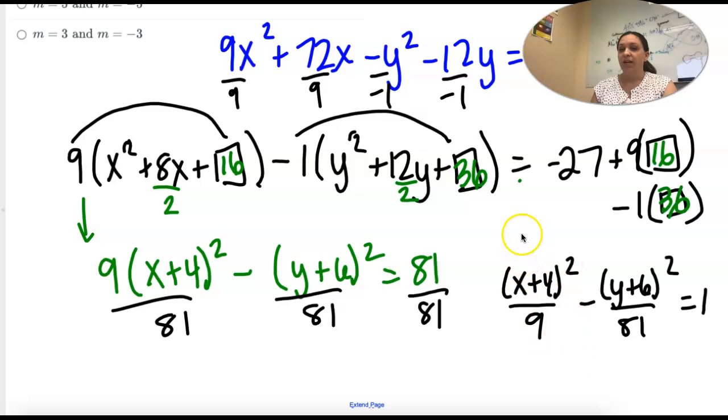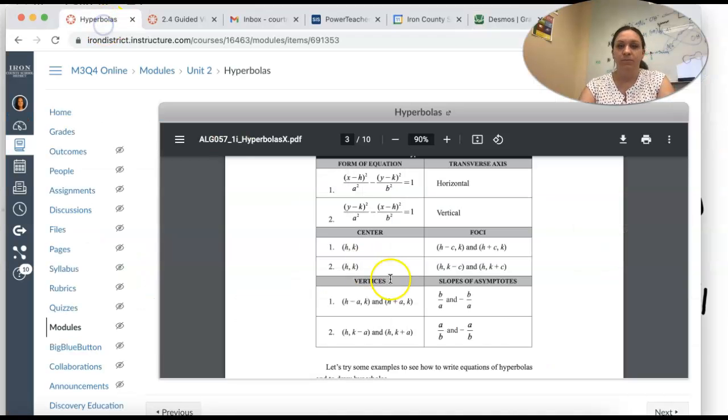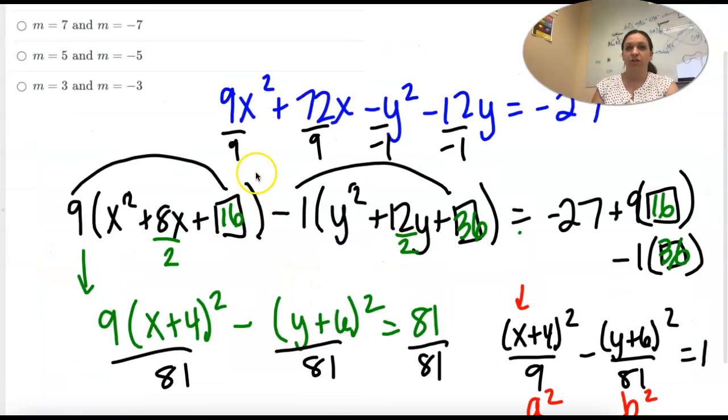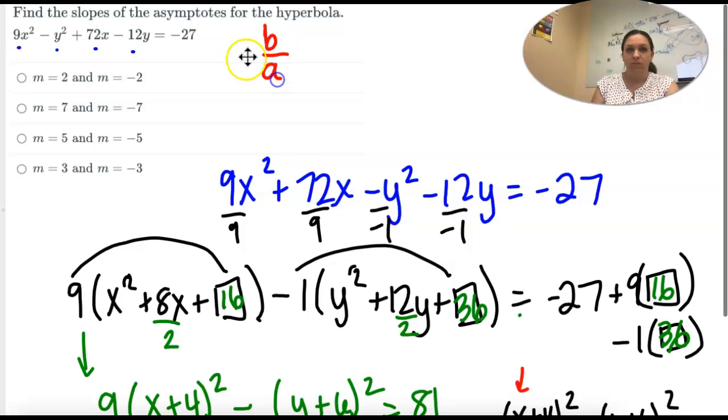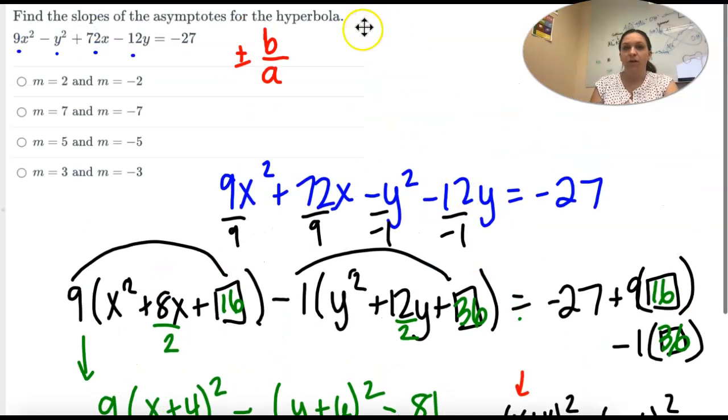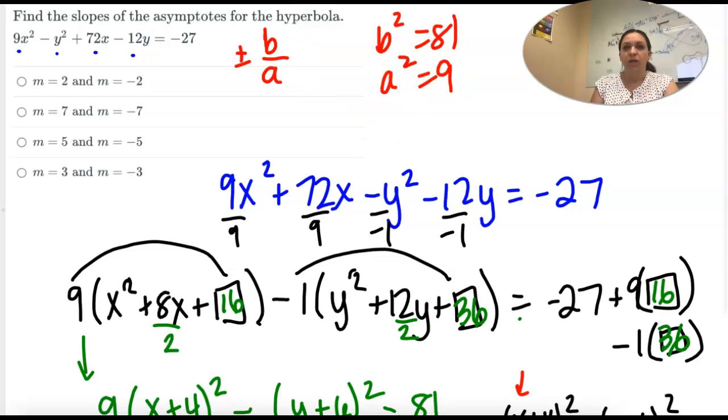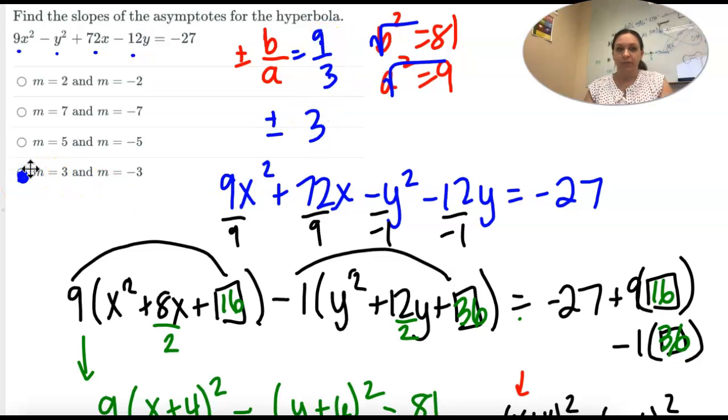We are transverse along the x-axis since it comes first. That's a squared, that's b squared. So that means if we're along the x-axis, it's b over a is our slope. Well, b squared is 81, a squared is 9, so b would be 9 and a would be 3. So take the square root, so plus or minus 3. That's our last one. So good luck with this section.